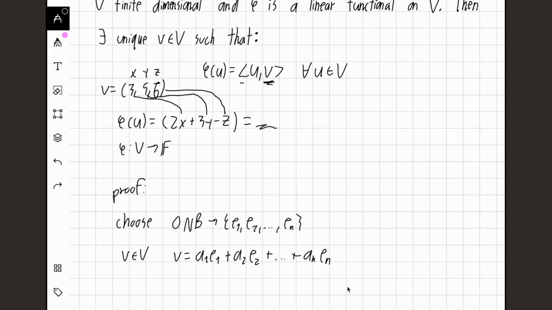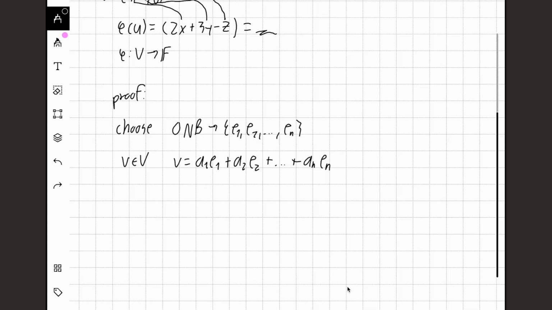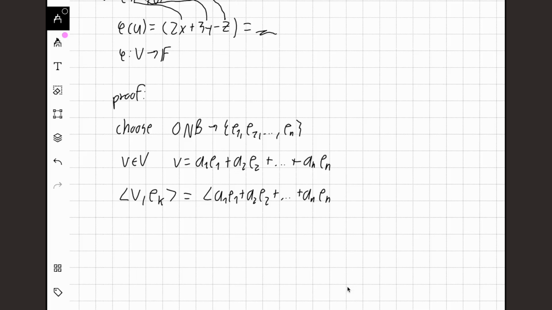Now the first interesting thing we're going to notice, and hopefully you already know this, is a pretty cool thing. We're going to see what happens if you take the classic inner product of the vector v with any of the orthonormal basis vectors ek. Well, v can be expressed like this: the inner product of a1 e1 plus a2 e2 all the way to an en, with the vector ek.